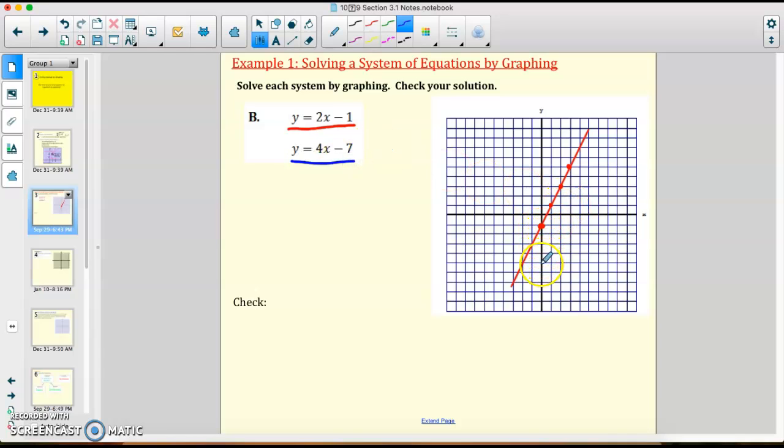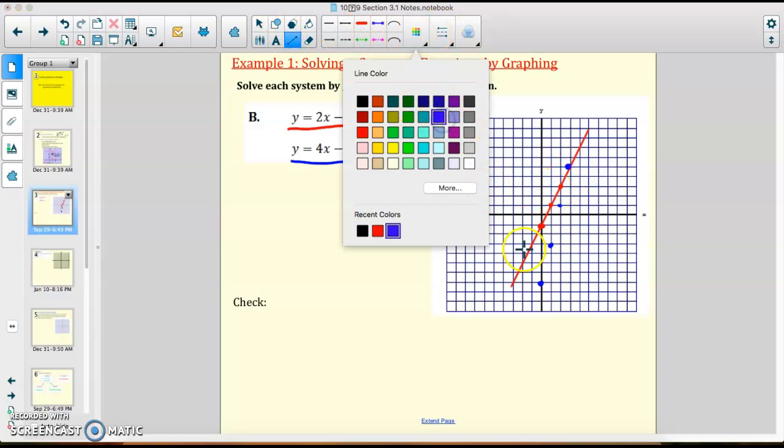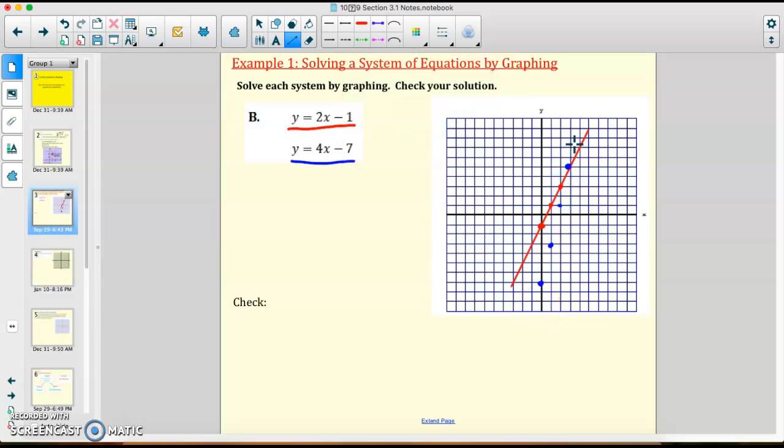So 1, 2, 3, 4, 5, 6, negative 7 down here. We're going to go up 4 over 1, up 4 over 1. And you can see right here, I just put a dot that's on that line already, right? And so let's make this a blue line here. There we go. Now we can see our intersection point is right here.